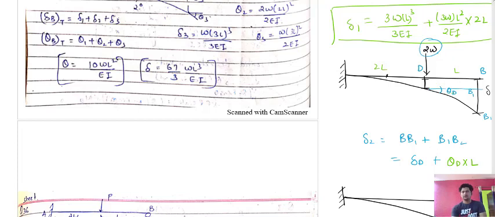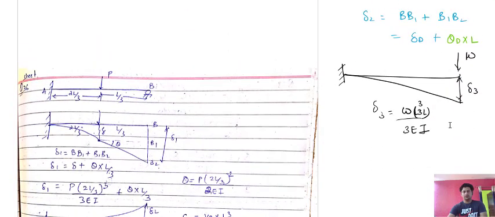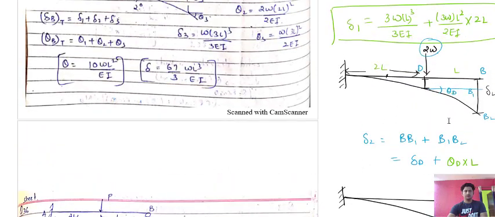Okay, so here you have to see that when you will be calculating the standard value of delta D at this point, for that the length at D point will be 2L. So delta D will be PL cube upon 3EI. Here you will put the L value equal to 2L because the length is twice of L. Okay. So now I have the value of all the deflections. Now what you will do?